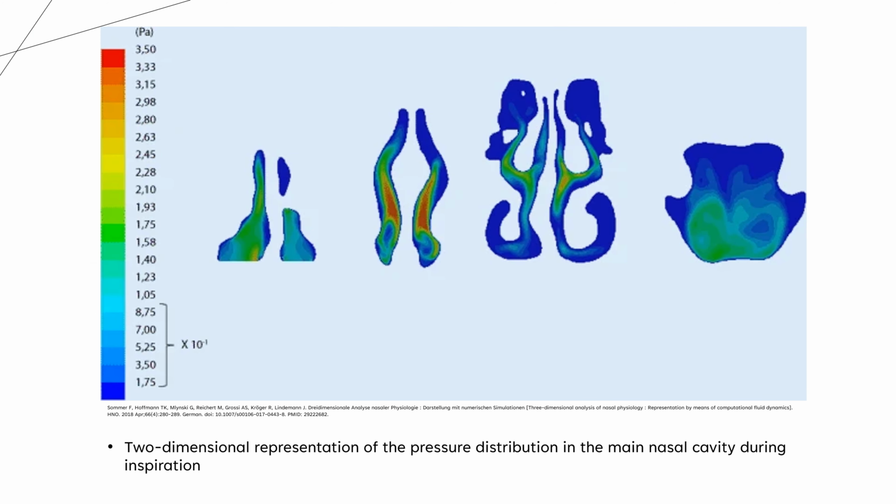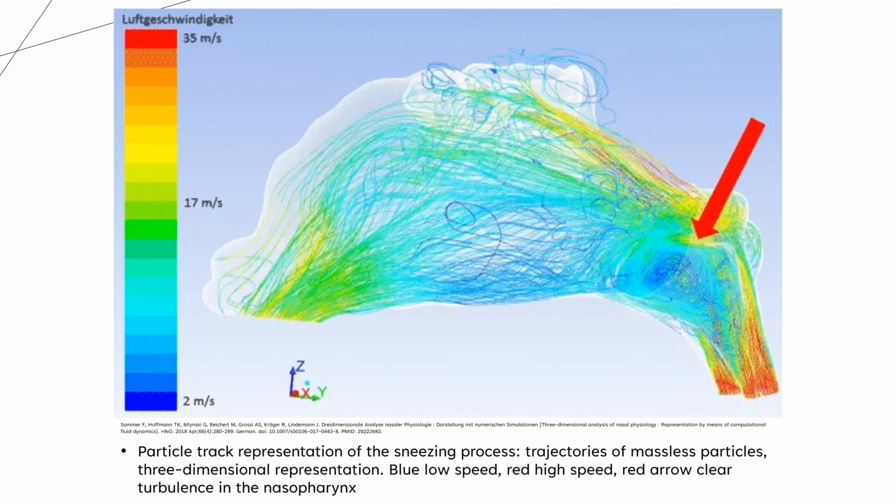As you can see in this figure, pressure distribution in the main nasal cavity during inspiration is simulated by ANSYS Fluent. Numerical simulations are a very good way to display complex flow and air conditioning processes in the human nose in high resolution. In this figure, there is a particle track representation of the sneezing process.